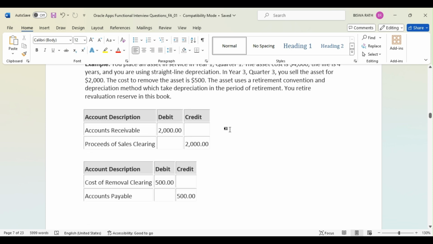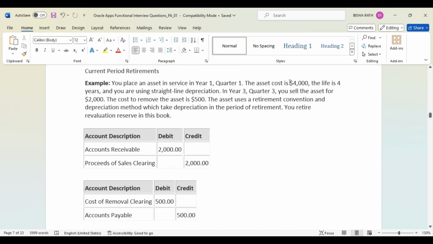Okay, so let me help you understand this scenario. I have an asset of $4,000. After 3 years and a quarter of service, I have decided to sell this asset at 2,000 USD value. And what is my cost of removal, which is 500, not rupees, dollar, $500. Okay, so as you can see, I'm selling this asset at 2000 USD. My selling accounting entry will be accounts receivable to the proceed of sale clearing account, 2000.